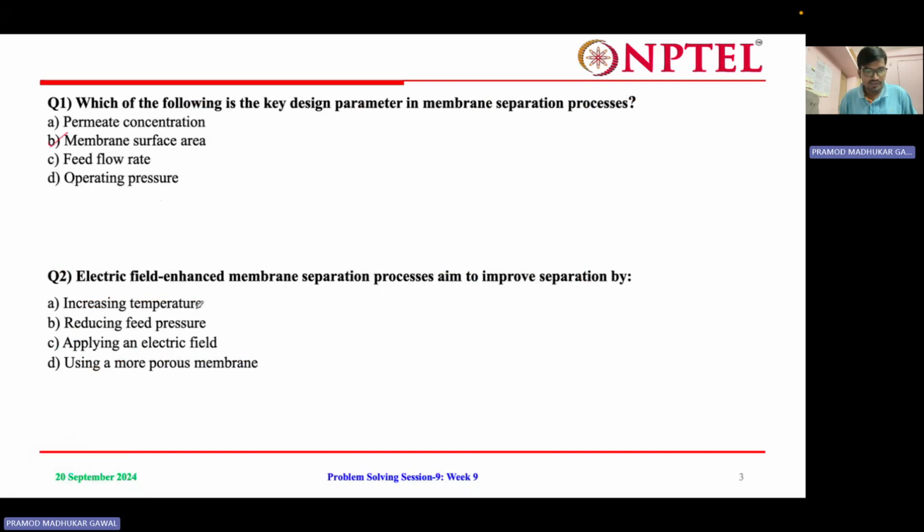Question 2. The electrical field enhanced membrane separation process aims to improve the separation by. In the electrical field enhanced membrane separation process, we apply an electrical field to improve the separations. So option C is the correct one.